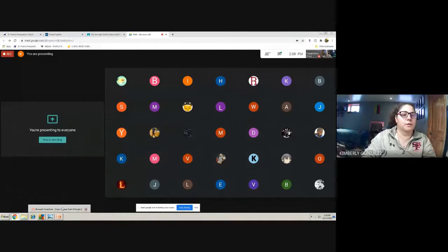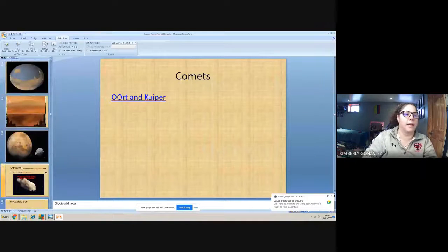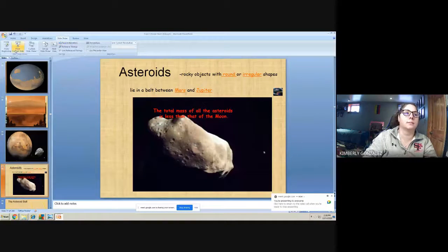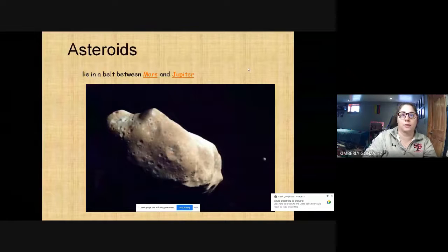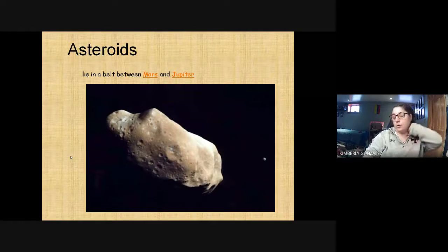All right, ladies and gentlemen, so the last thing that we had stopped at was we were at the end of Mars and we were just about to start with asteroids. Okay, so asteroids, we know the asteroid belt, or the majority of the asteroids, are going to lie between Mars and Jupiter.